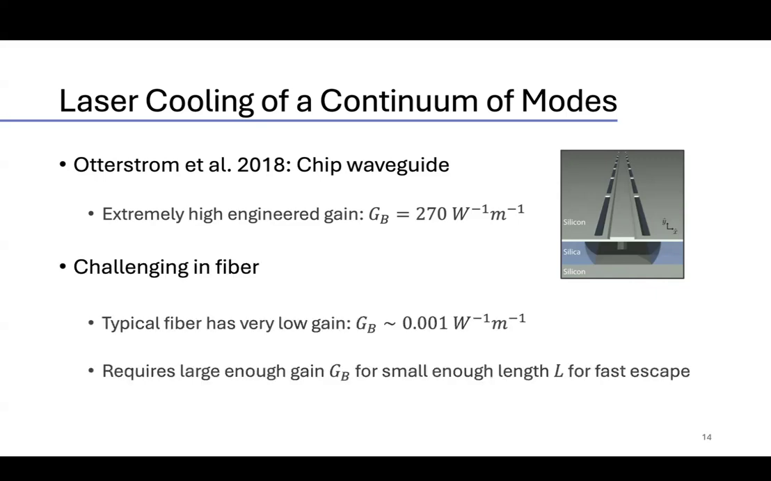This is particularly challenging if we try to move into the fiber regime, because typical single mode fibers offer extremely low material gain, on the order of 10 to the negative 3 for typical single mode fibers. And what we really need is a high enough gain such that we can reduce the interaction length short enough so that we meet the fast escape condition, so that we can have the light come in, steal the energy, and leave the system before the system replenishes that thermal energy from the surrounding thermal bath.